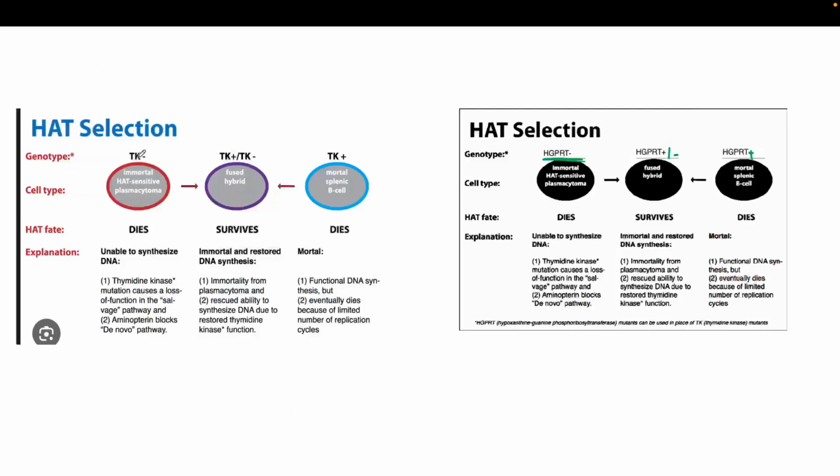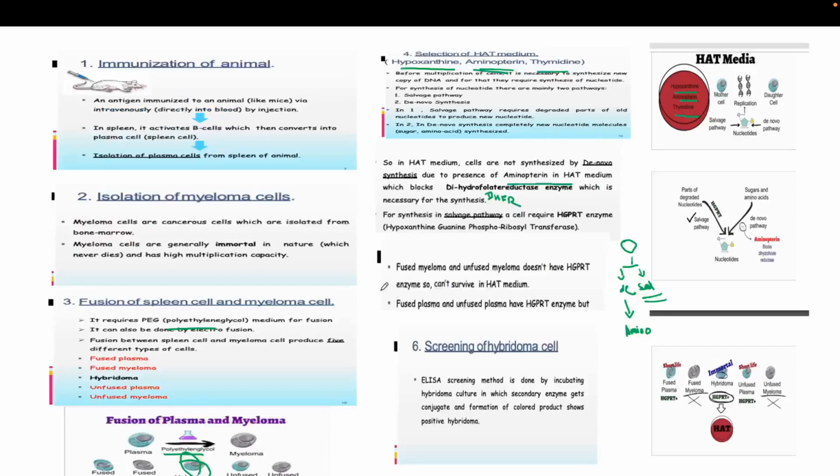Thymidine kinase is also negative in the immortal cancerous cell, and it is positive in the normal B cell. These two properties are present in the fused hybrid or hybridoma cell, that's why it will survive and multiply into different hybridoma cells, and it can produce a larger amount of antibodies. So like that we have to screen.